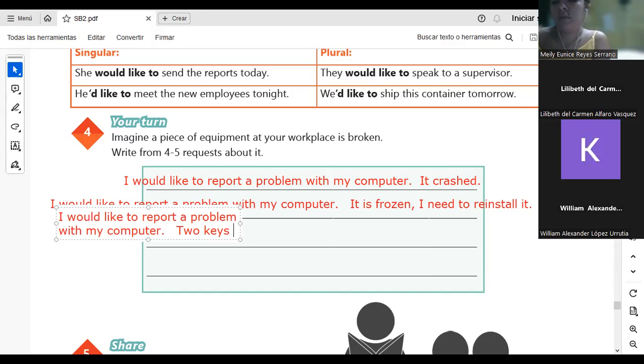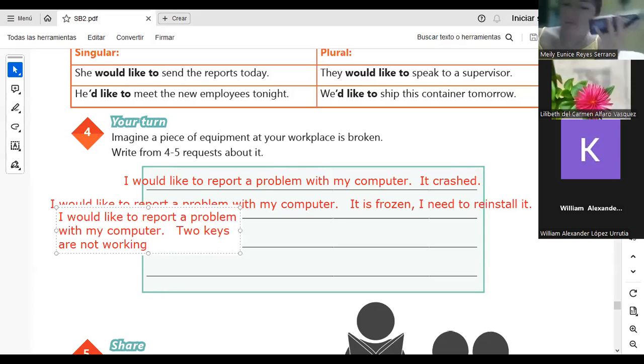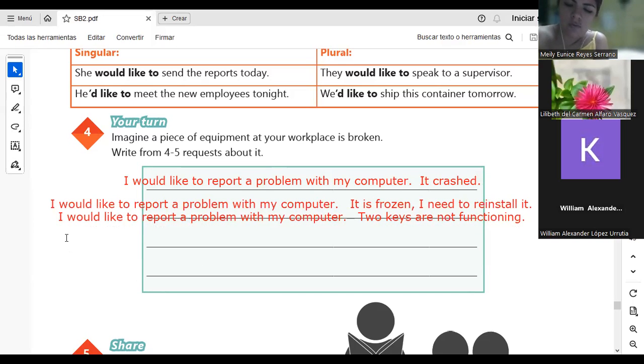I don't understand this word. Two keys. What happened with the keys? Tell me in Spanish, maybe I can help you with the word. No le funciona la G y la H. Ah. Two keys are not working. Or are not functioning. Can be also. The two keys are not functioning. Okay, next. You can go.